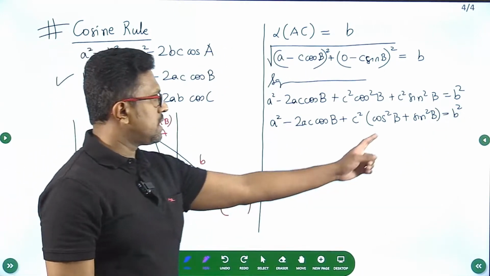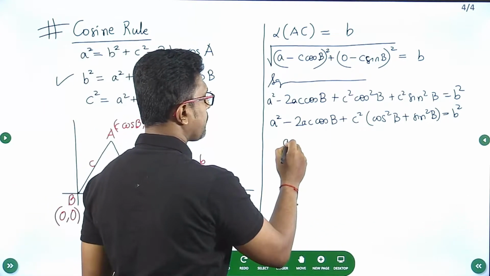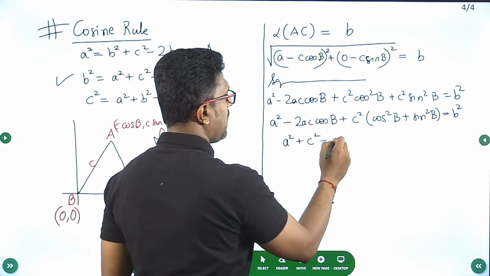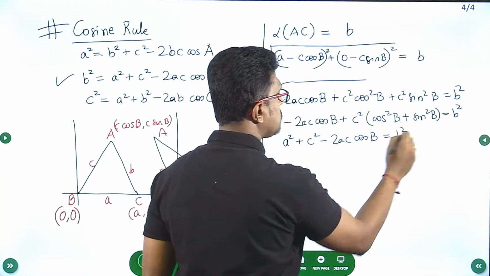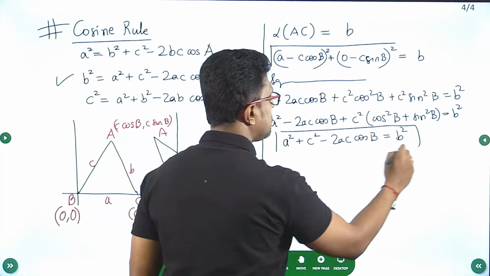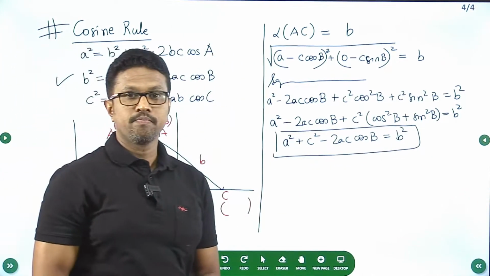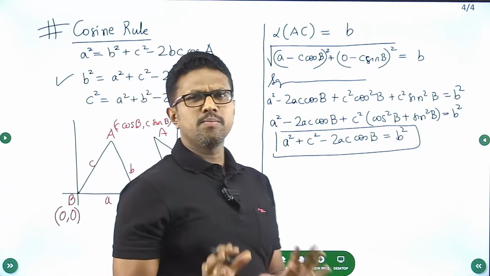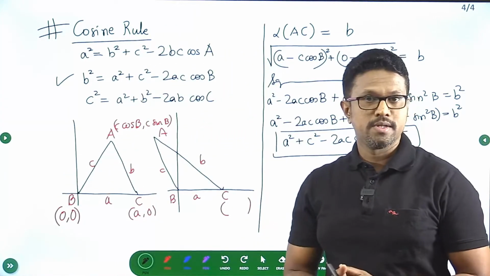Can you see what this becomes? This is 1. So what is left here? a square plus c square minus 2ac cos B is equal to b square. So this is what we had to prove: b square equal to a square plus c square minus 2ac cos B. So this is a very simple proof, but of course it is very important as well.